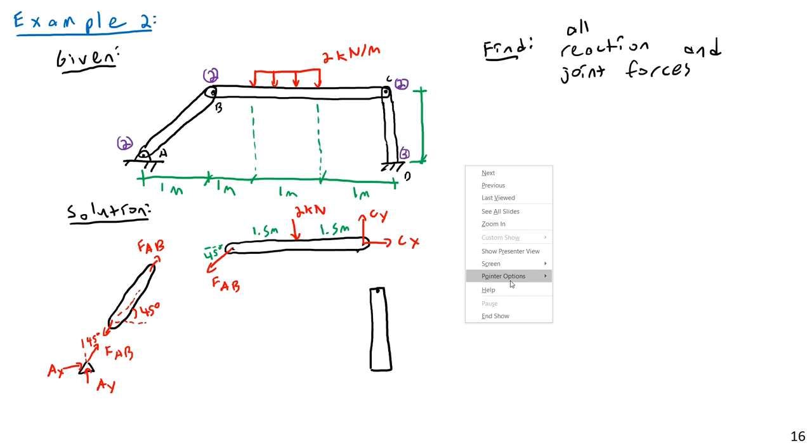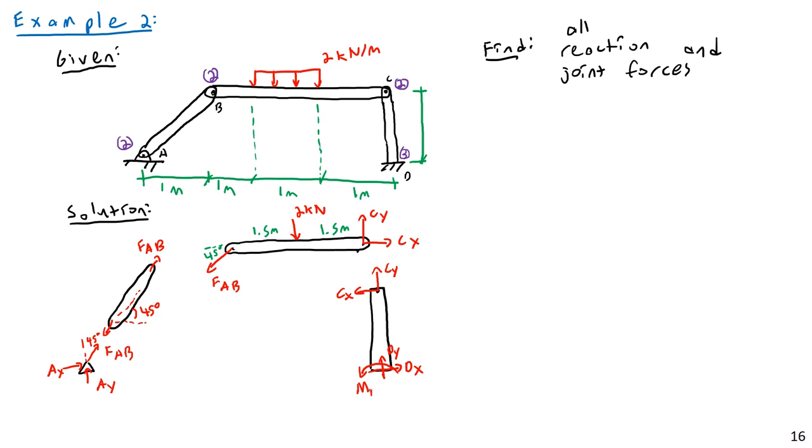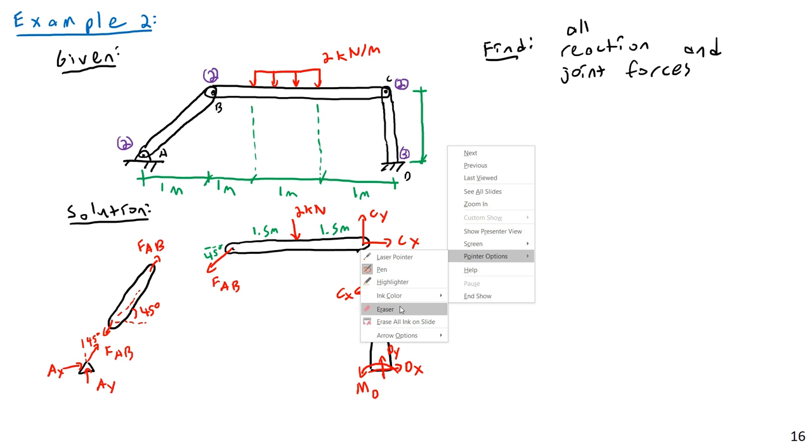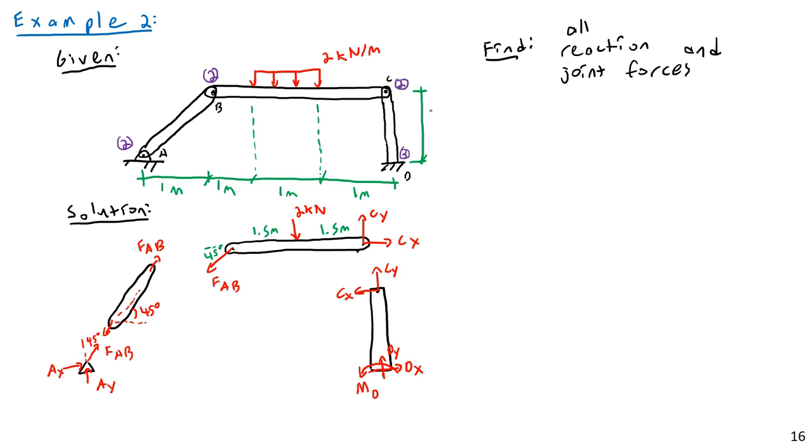Then on the bottom column, or member CD here, pin joint, I would have a few things. I would have CX, and just assuming that everything else is going, if this is going to the right, then this one would have to be going to the left. Then a CY here. And then down here, I can swing whatever direction I want: DX, DY, and MD, to be consistent with what I've been using. And this would have a dimension of 1 meter, and this would also have a dimension of 1 meter because it's the same member.